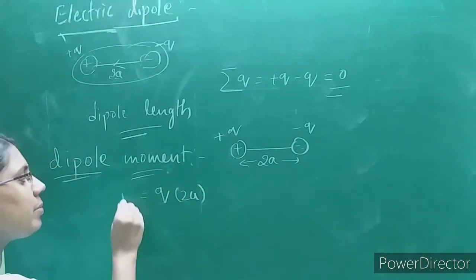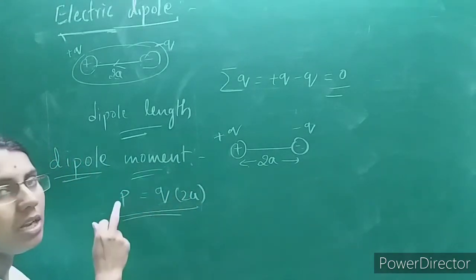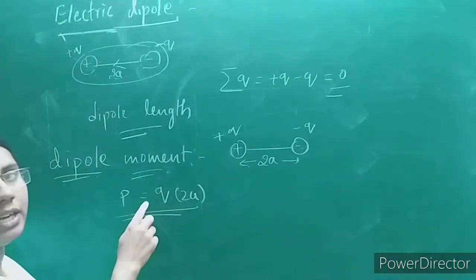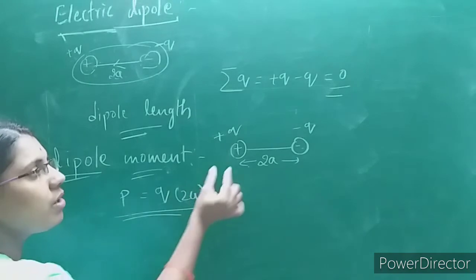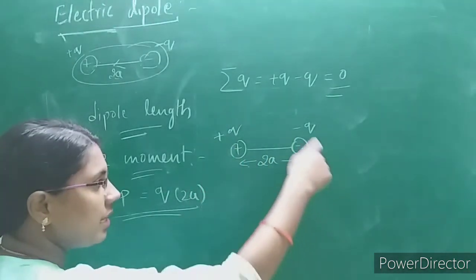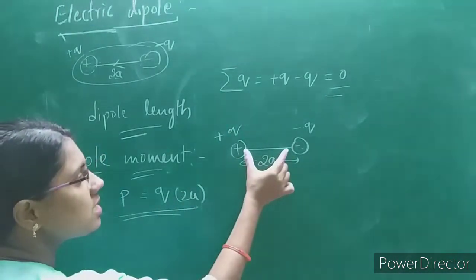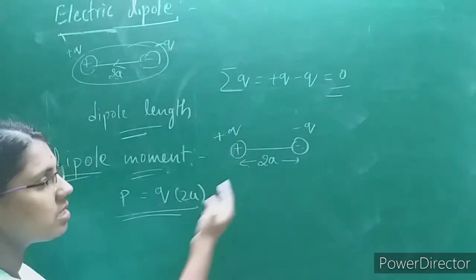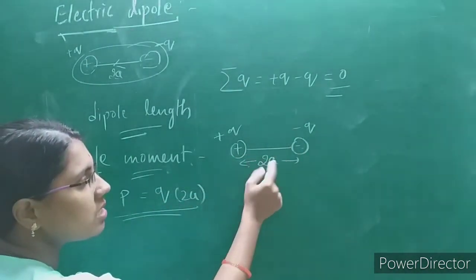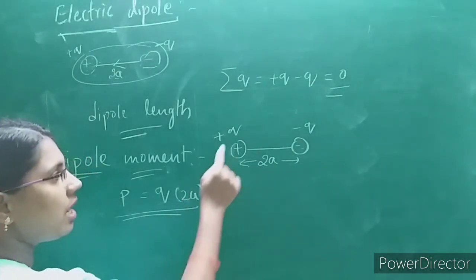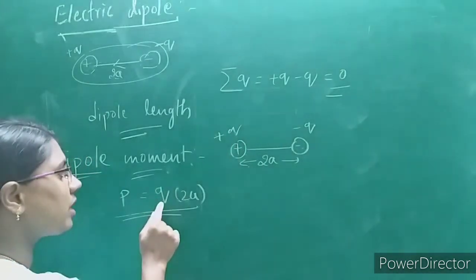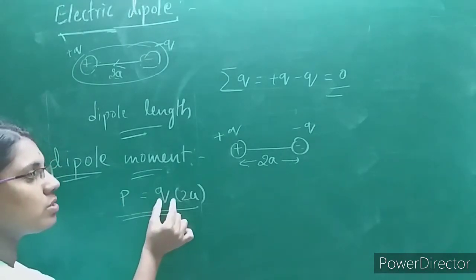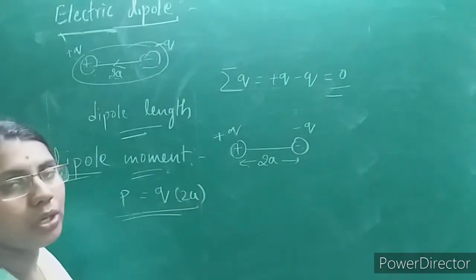And this dipole moment is represented by the symbol P. So the dipole moment is defined as the product of one of the charges in a dipole and the distance of separation between the two charges in that dipole. The distance of separation between the two charges in a dipole is nothing but dipole length, and any charge magnitude is q. So dipole moment is given by P equals q into 2a.